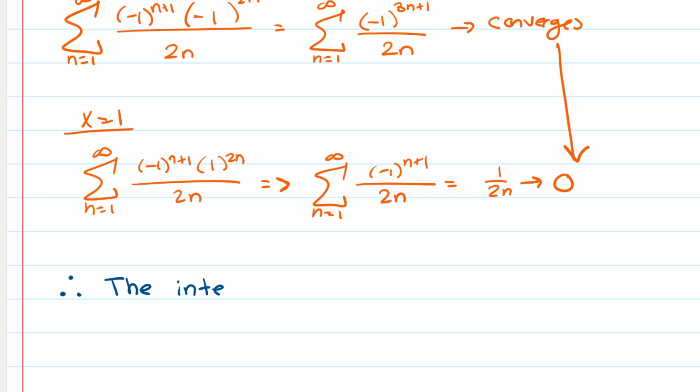So then my final interval of convergence is negative 1 to 1, including the endpoints, because when I plugged in the endpoints, they make this series converge.